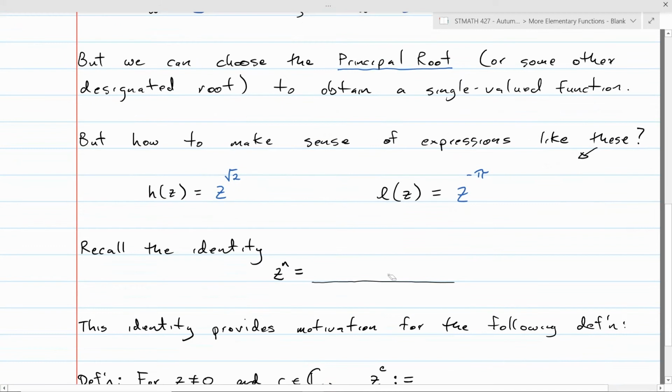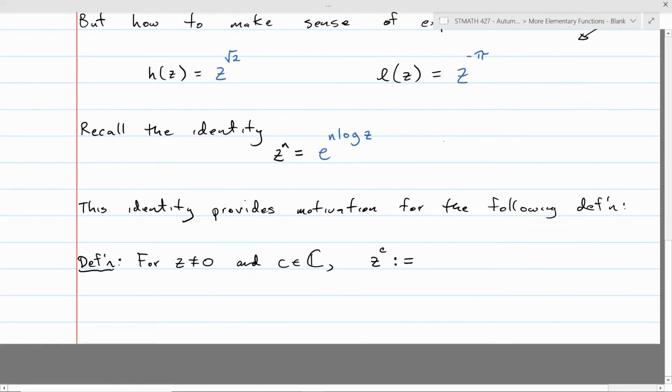The trick is to use an identity that we saw. We saw that z to the n can be expressed as e to the n times log z. Now, log z is a multifunction, so this is a multifunction. This identity was true for n in the integers, but it provides a motivation for giving the following definition. If we want to replace that exponent in z to the n with just any old complex number, the way we'll do it is like this at the bottom.